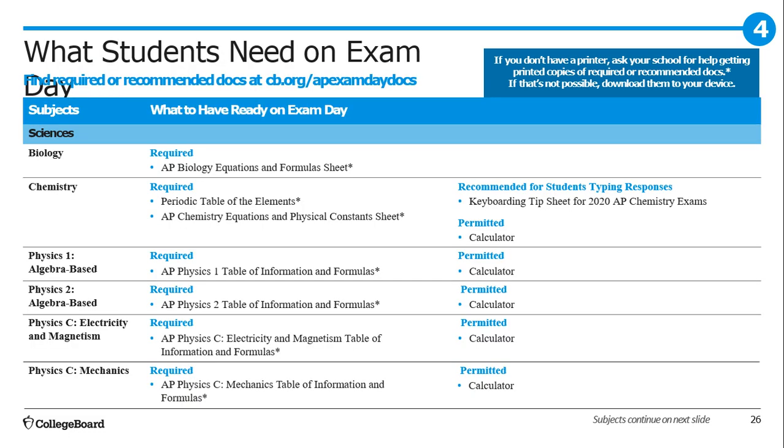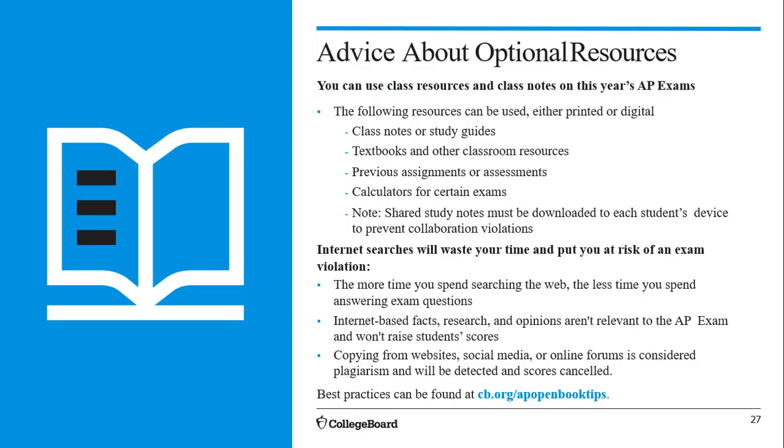That is not us. Okay, so here's Physics 1 algebra-based. You're going to require the AP Physics 1 table of information and formulas. That's the formula sheet. Same thing with AP Physics C. AP Physics 1 permitted calculator. AP Physics C permitted calculator. Same thing as well. Obviously, you can use a calculator.